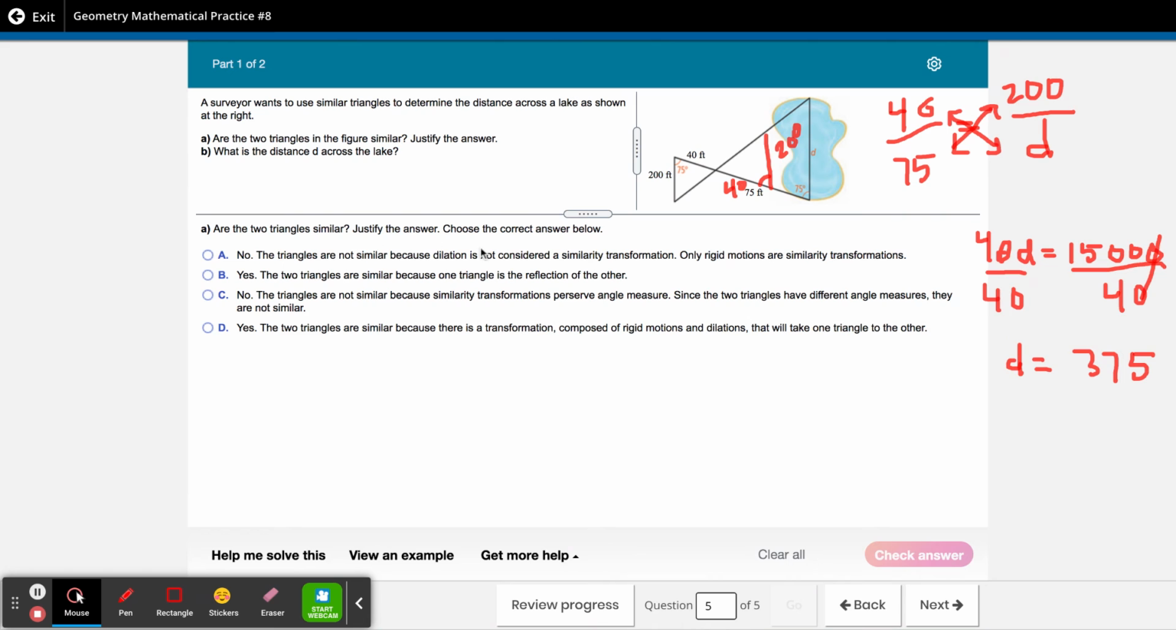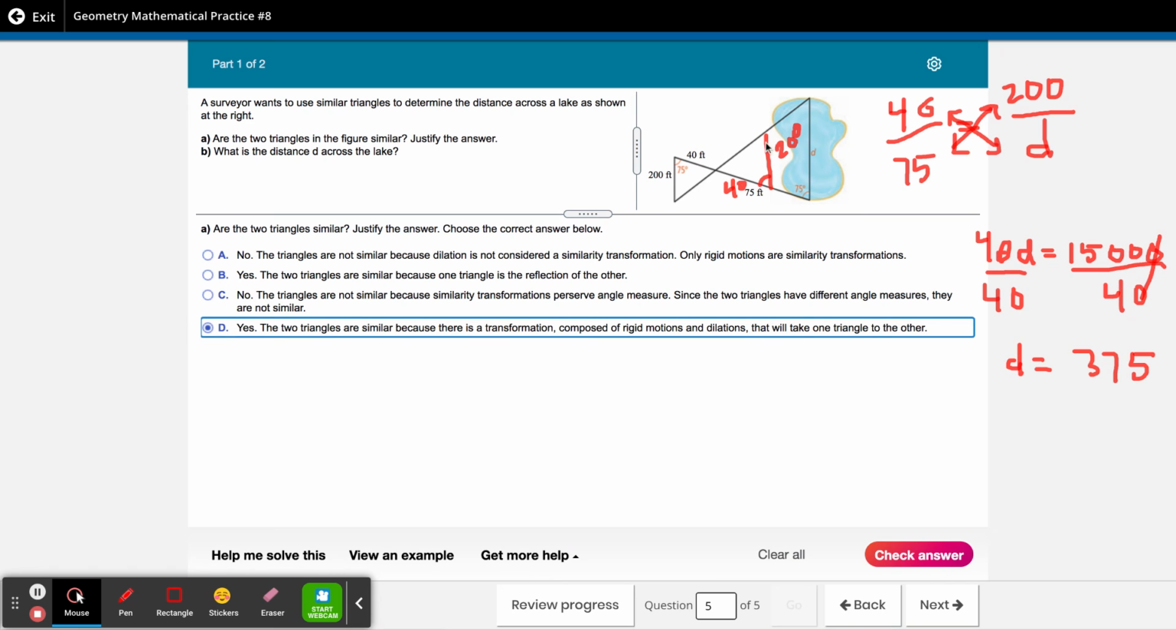A, no, the triangles are not similar because the dilation is not considered a similarity transformation. Only rigid motions are similarity transformations. B, yes, the two triangles are similar because one of the triangles is a reflection of the other. C, no, the triangles are not similar because similarity transformations preserve angle measure. Since the two triangles have different angle measures, they are not similar. Or D, yes, the two triangles are similar because there is a transformation composed of rigid motions and dilations that would take one triangle to the other.